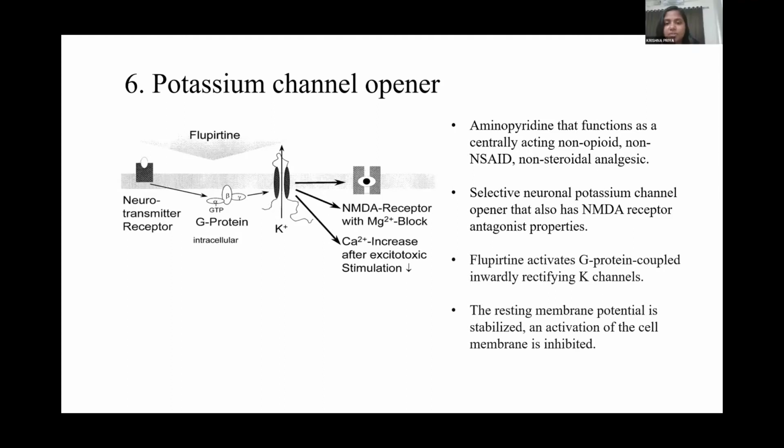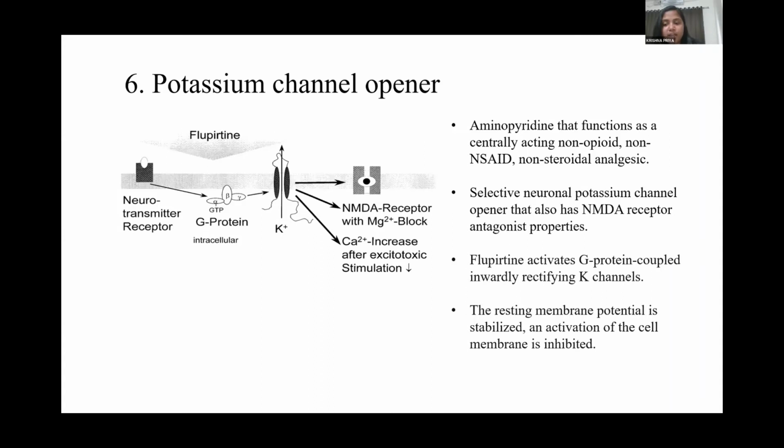Next category is potassium channel opener, that is flupirtine. It is an aminopyridine that functions as a centrally acting non-opioid, non-NSAID, non-steroidal analgesic. It is a selective neuronal potassium channel opener that also has an NMDA receptor antagonistic property.